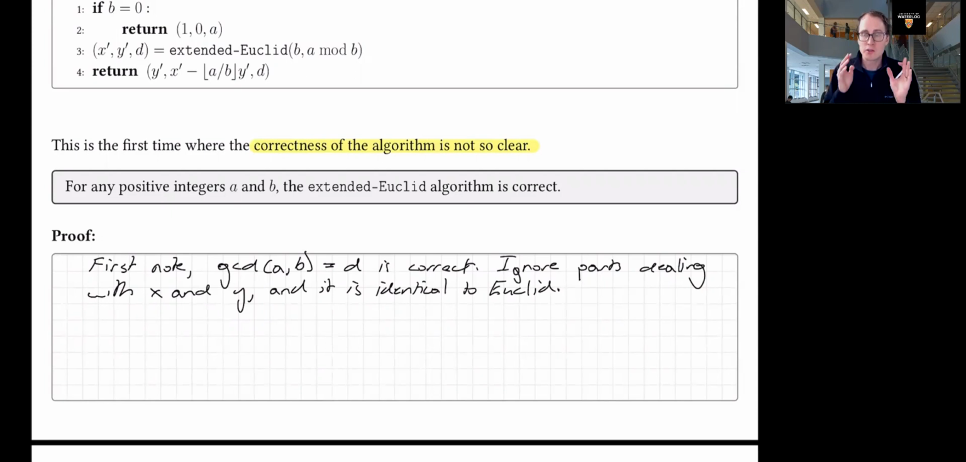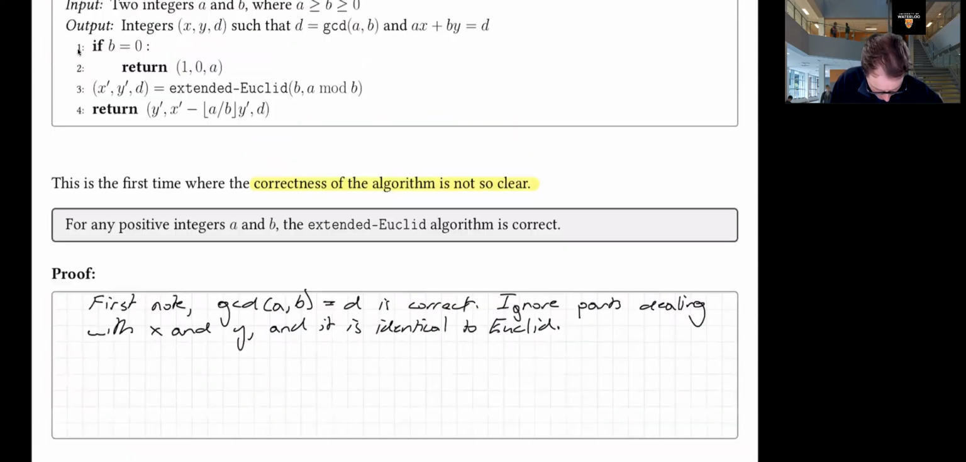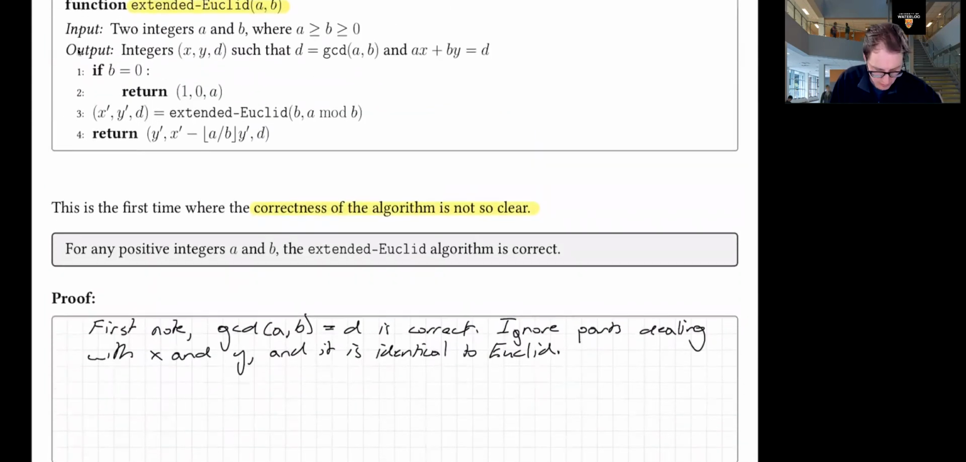So now let's try and understand what's going on with this algorithm. Let's suppose that the result on line 3 is correct. So the result here is correct.